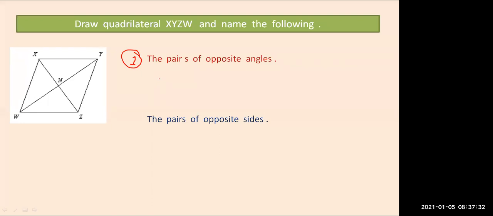Wow, so many students know the answer. Very good. 18 students. But you should give the answer. I want the answer from anyone. W and Y. Okay, angle W and angle Y. And the other pair? X and Z. Angle Z and angle X. Very good. Angle X and angle Z, and angle W and angle Y. So these are the two pairs of angles. They are opposite to each other.